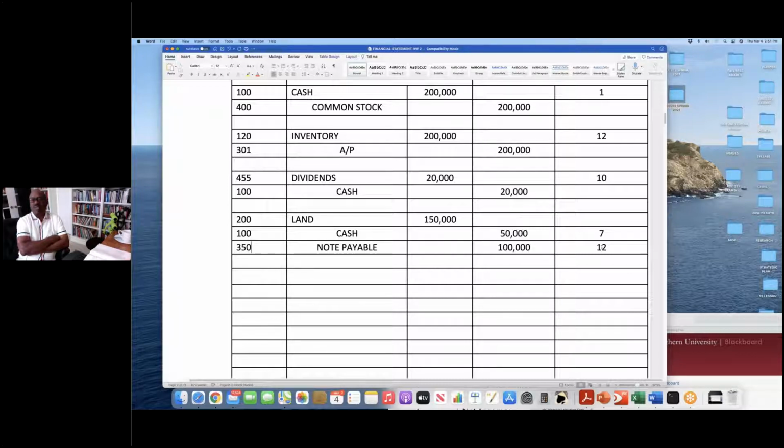What was that? What is a type 12? Hello? Type 12 is purchase of asset. Utilizing what? Debt.